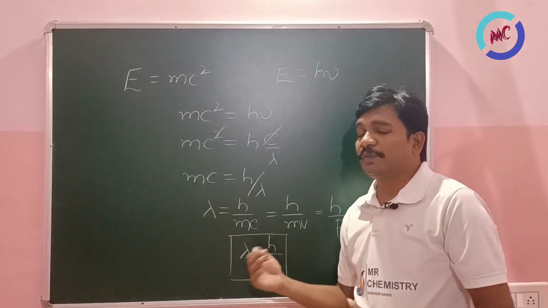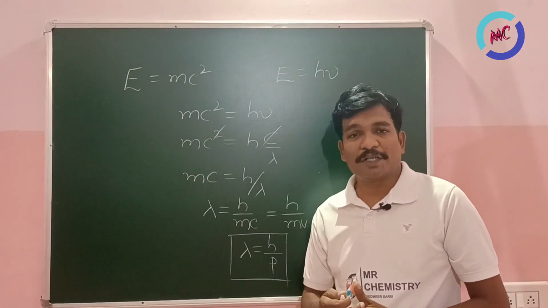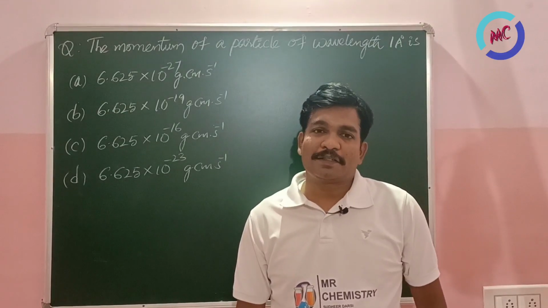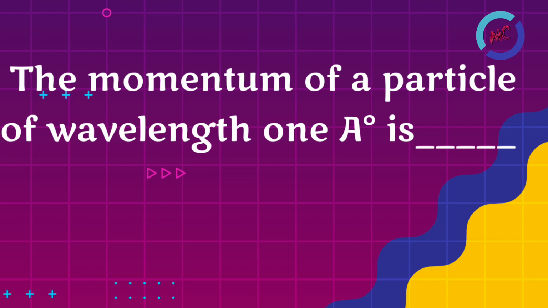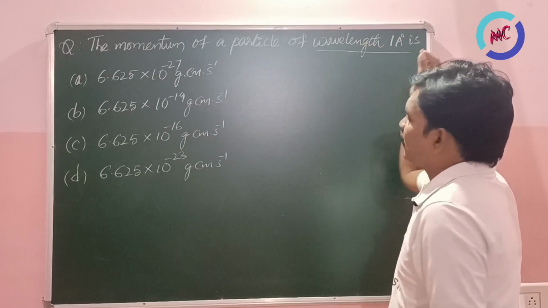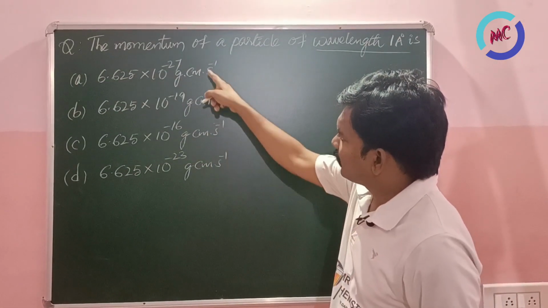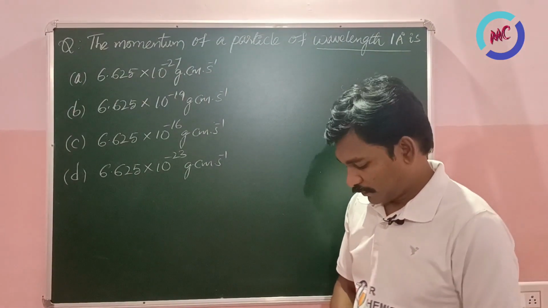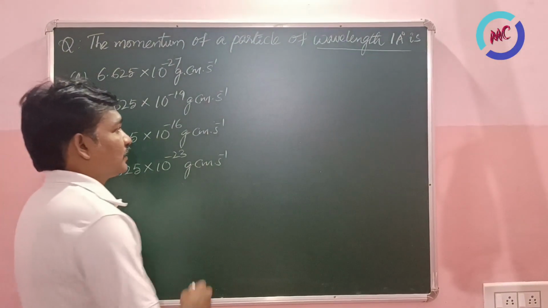Now we will calculate a few problems to understand more about de Broglie's wave equation. Let us start the problems, a few numericals. And the first one is: the momentum of a particle of wavelength 1 angstrom is... They gave the wavelength as 1 angstrom and they gave momentum options, and see here, in all the options they gave momentum in the CGS system. This is one of the important points. We have to observe the units also.